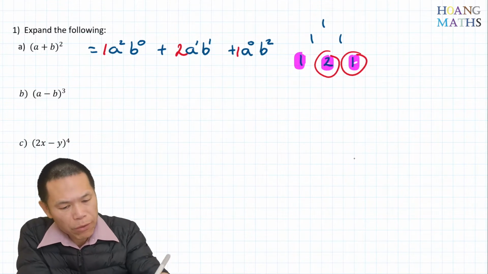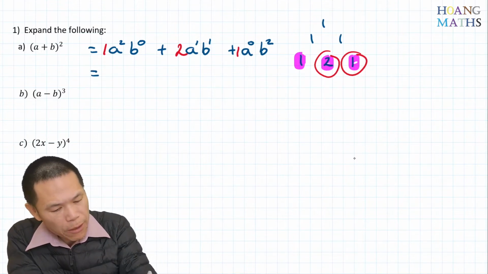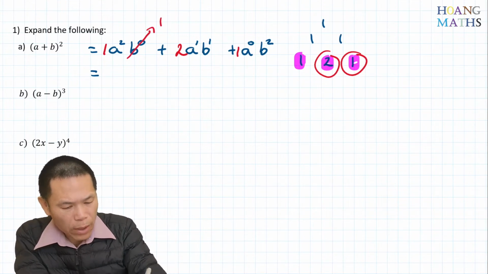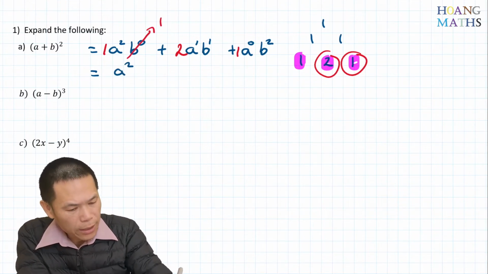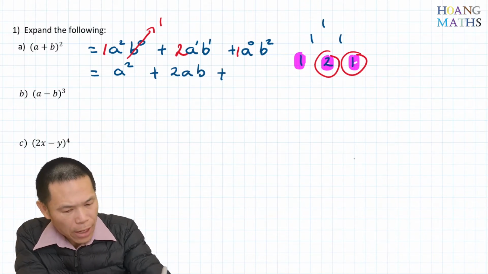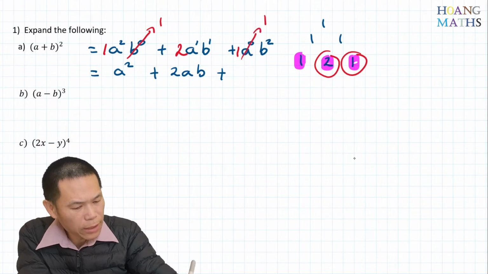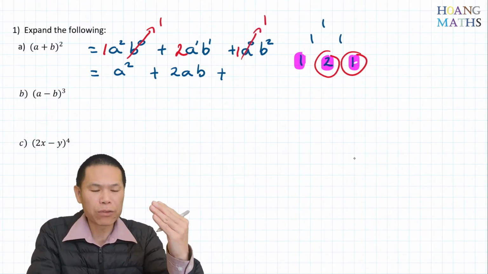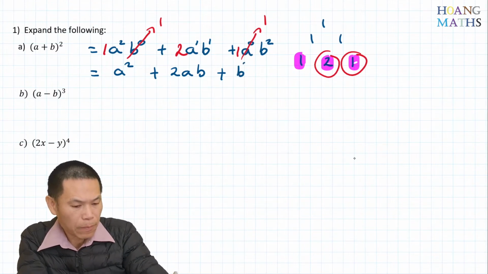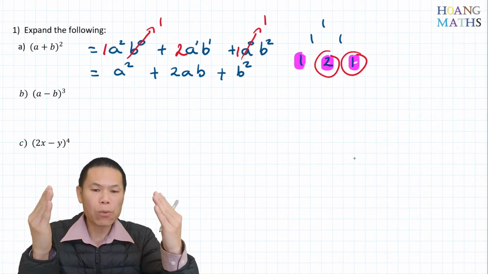So now we just simplify this. So that will give me, now B power 0, anything power 0 is 1. And 1 times A squared is A squared. And this is plus 2AB and plus, now A power 0 is 1. And remember, any number that is power 0 is 1, okay? So 1 times B squared is B squared. There you go. First one.